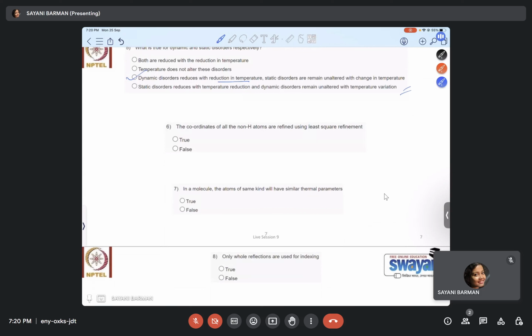The coordinates of all the non-hydrogen atoms are refined with least square refinement. Yes, it is true.